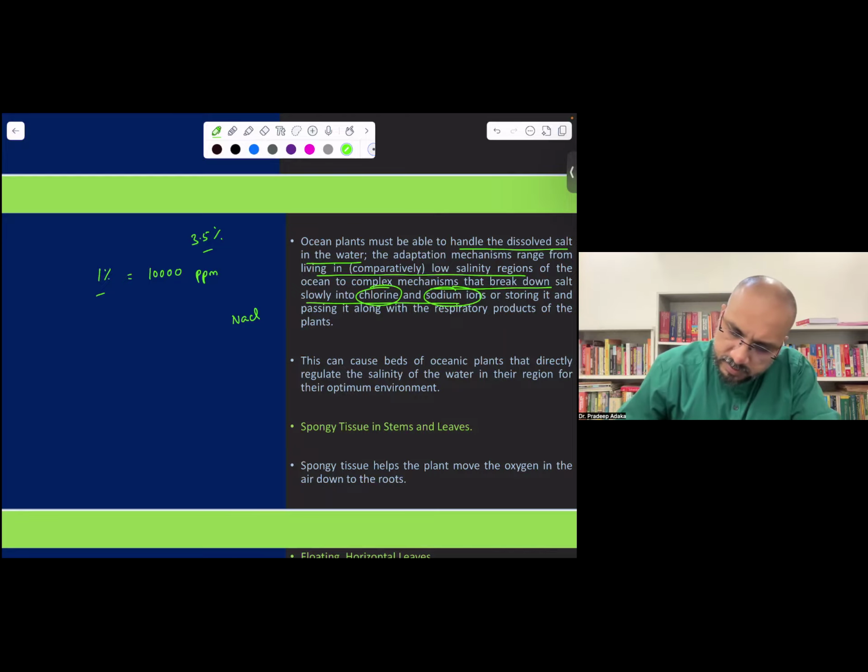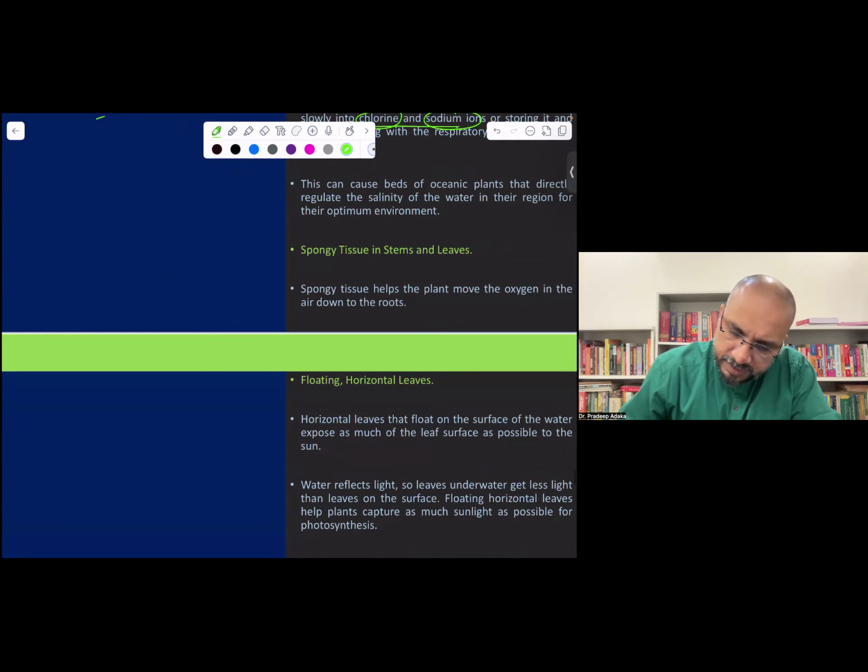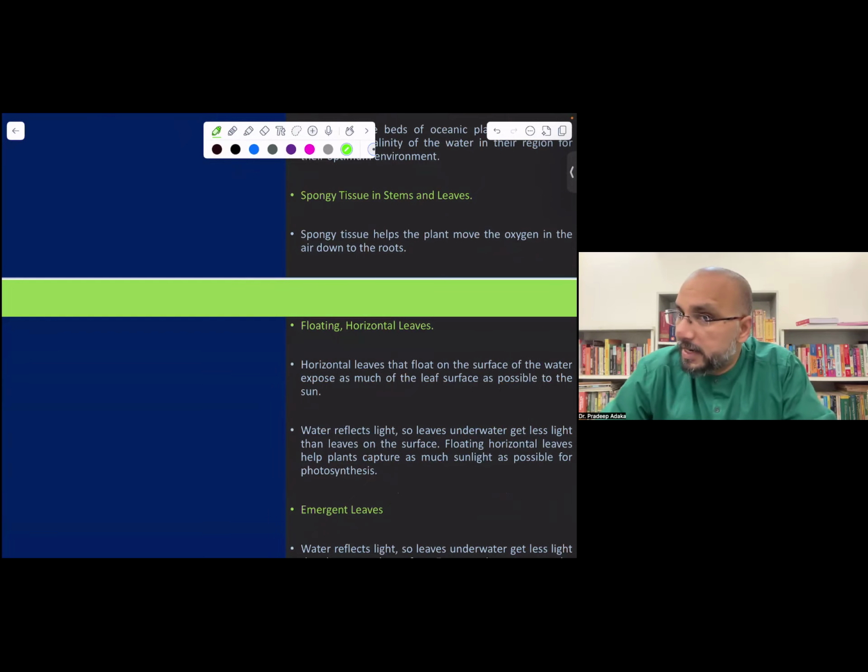Now, this is one mechanism. This is an example of plants which have adapted to marine conditions, deep sea water. They have gas sacs, and they have a certain mechanism to regulate the salt also.